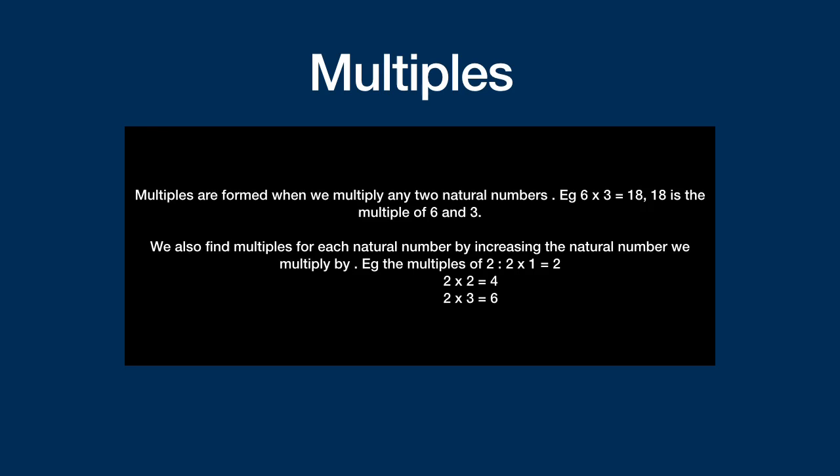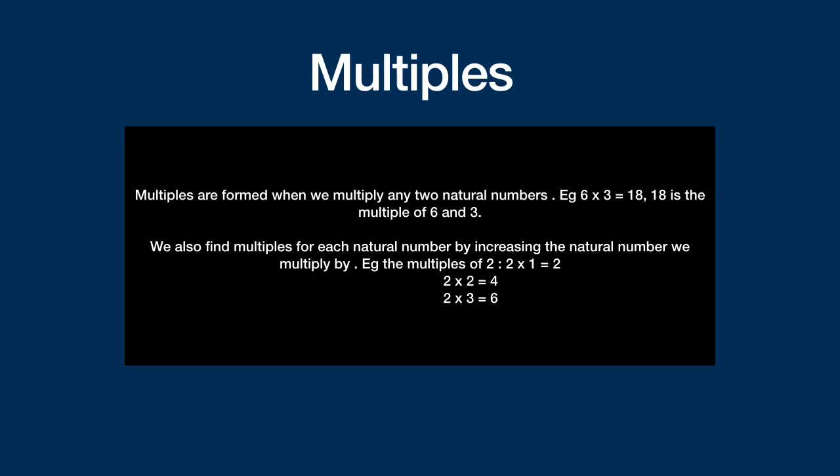I've just put it down there as an example in maths by saying we can also find the multiple for each natural number by increasing the natural number that we multiply by. So 2 multiplied by the natural number of 1 equals 2. And then the next number, I need to increase the natural number I'm multiplying by. So I was multiplying by 1. I now need to go up 1. So I'm going to multiply it by 2. So therefore, 2 multiplied by 2 equals 4.